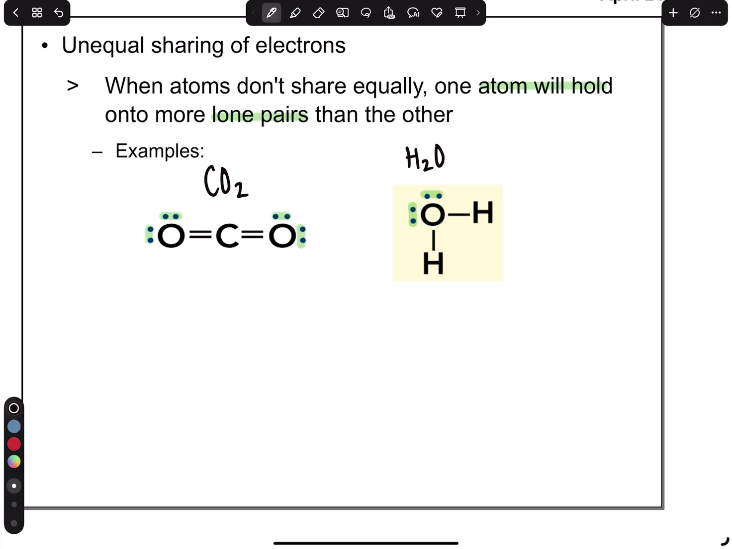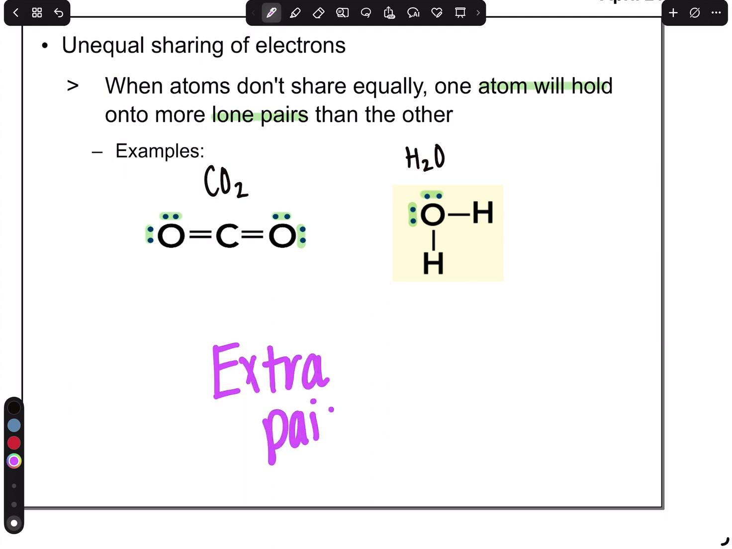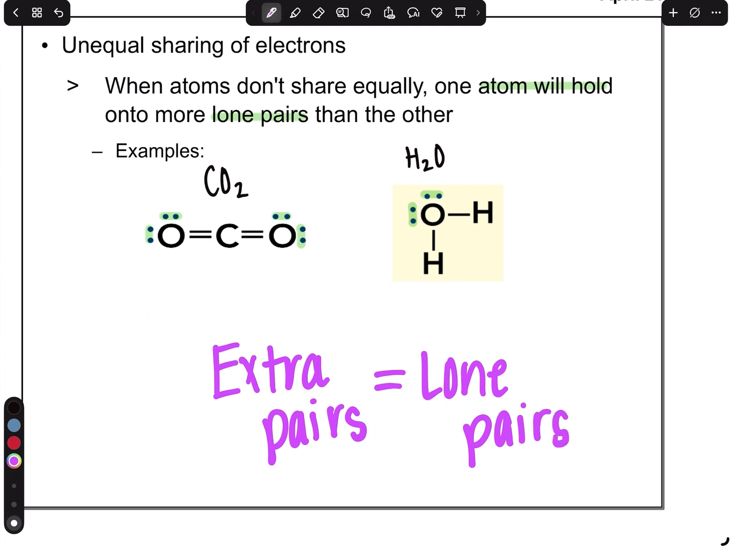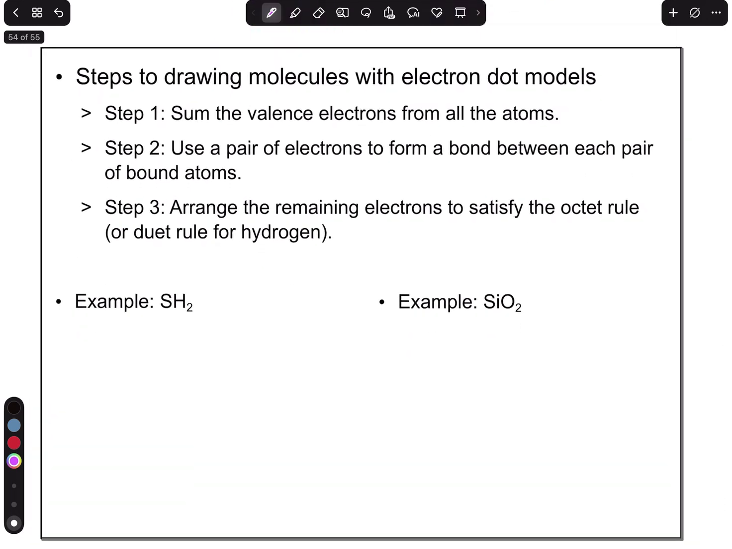So essentially what we're going to be doing is illustrating extra pairs as lone pairs around specific atoms. So you'll hear me use the term lone pairs moving forward. All that I'm referring to is, again, these extra pairs of electrons that hang out around one specific atom. So let's try it with a couple of examples.